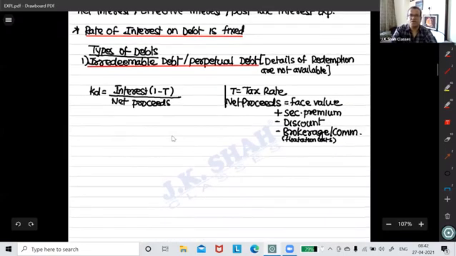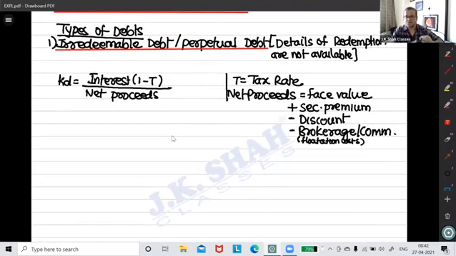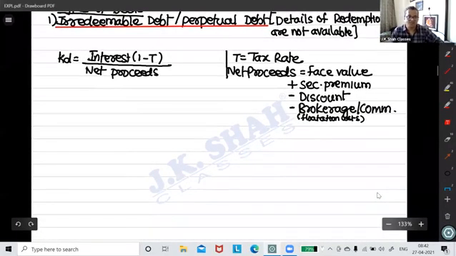So the types of debt we are talking about. The first one is irredeemable debt, meaning perpetual debt, where details of redemption are not available. Everyone listening now, guys? Everyone back in the class? Okay, let's come to the next one. Obviously, the first one was irredeemable. Now it will be redeemable debt.